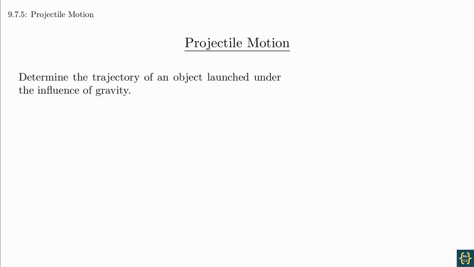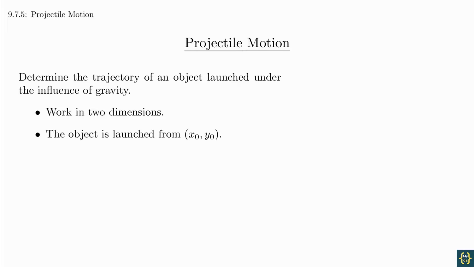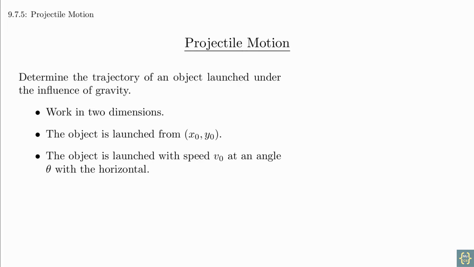What does this mean? Here's how we're going to set up the problem. We are going to work in 2 dimensions, with x being horizontal and y being vertical. The object is launched from the position x0, y0. The initial speed is v0, and the object is launched with an angle theta with the horizontal.